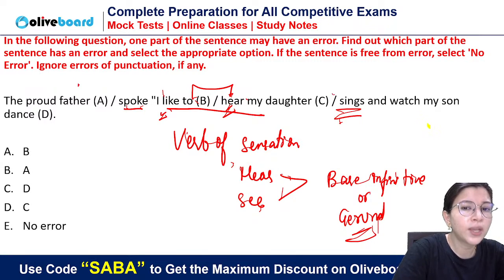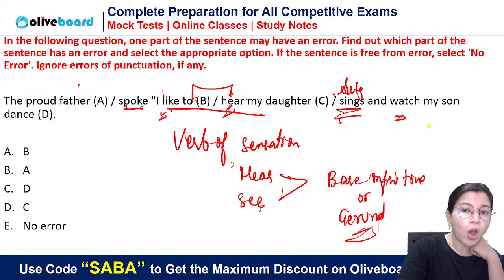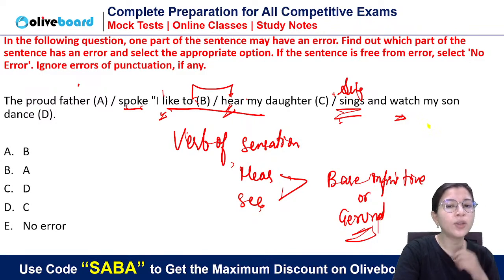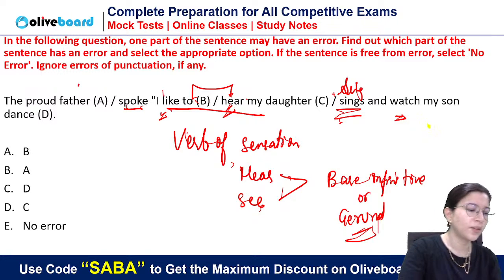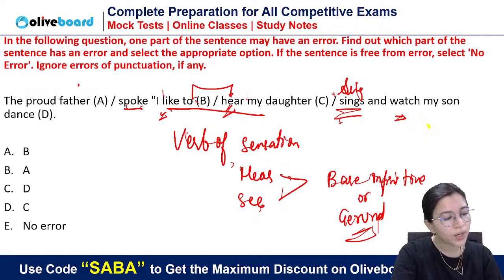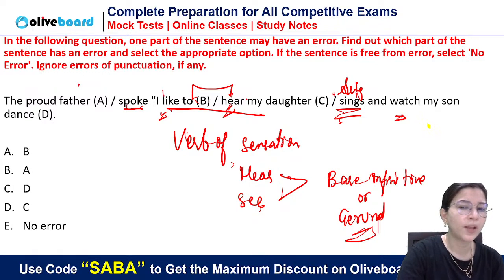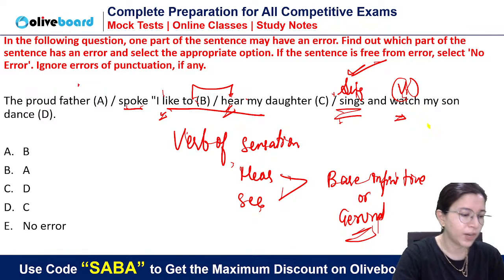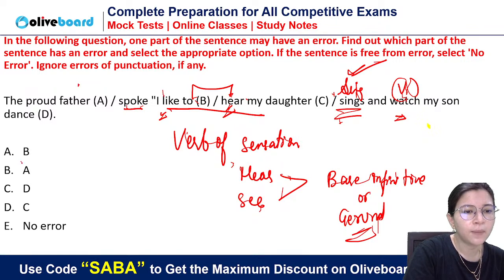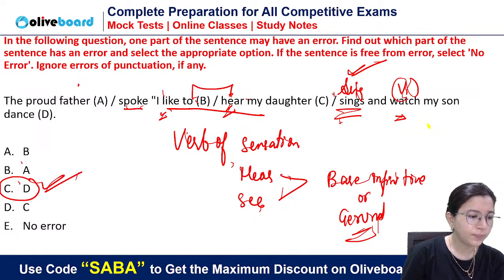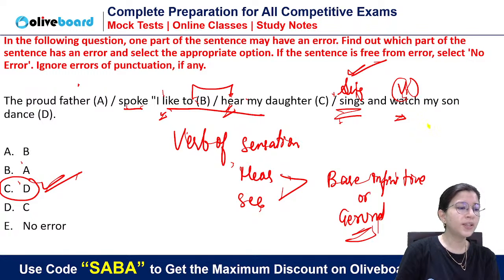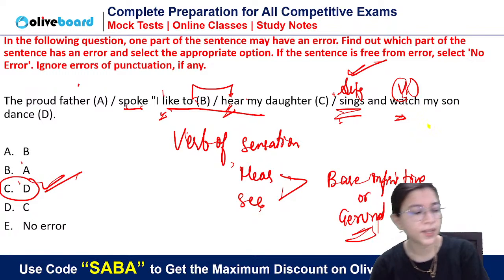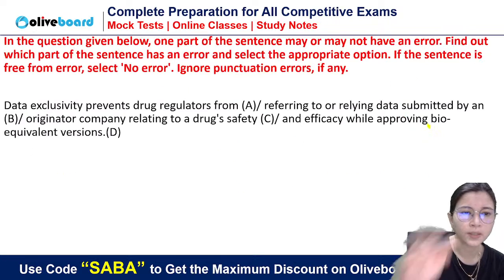So I like to hear my daughter sing and watch my son dance. Okay. Or you can say, I like to hear my daughter singing and watching my son dance. So you can use either gerund or you can use bare infinitive. Both will make it correct. But here already V1 form is given. So we will simply change it into bare infinitive. Okay. So error lies in D part. Am I correct? Yes. Clear, everyone? So here, see, all these words, they take bare infinitive. Okay. Next.